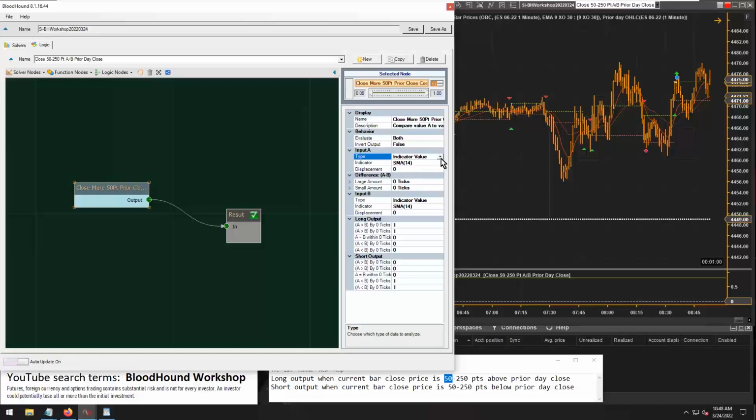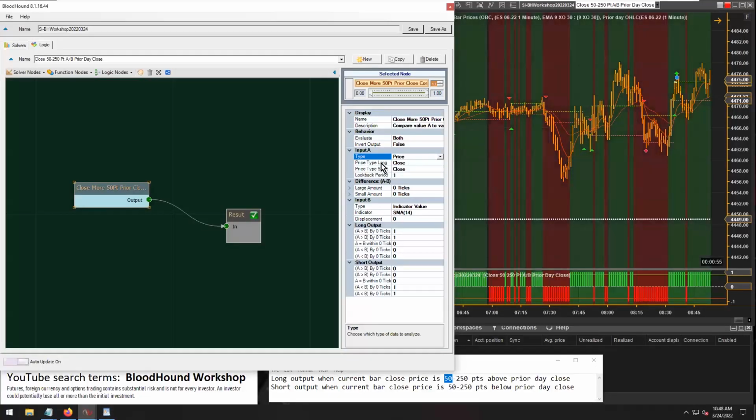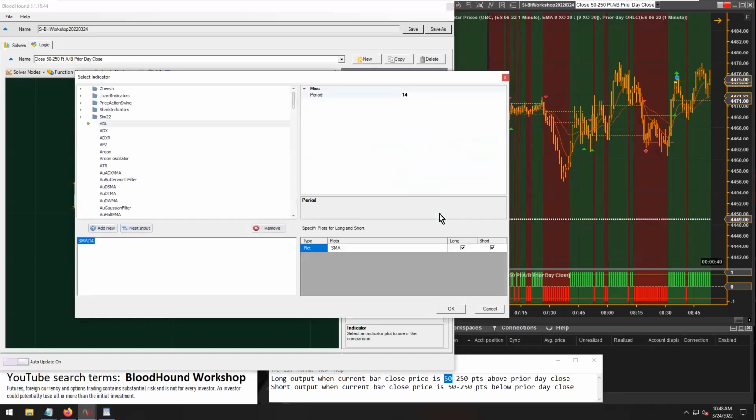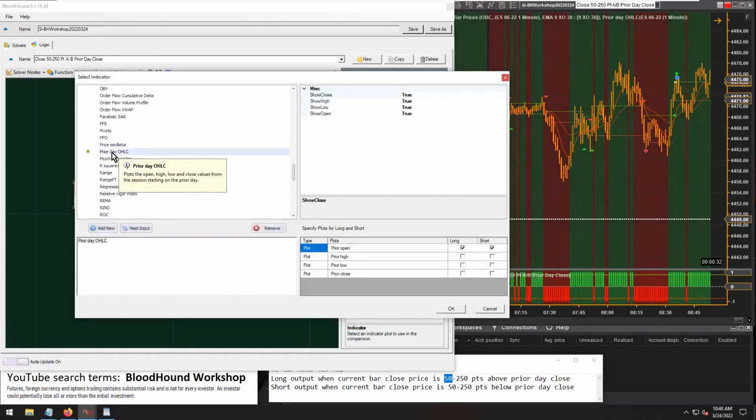So input A is going to be a price input. Of course, we want the close. And then input B is going to be the prior day close indicator. So input B will be the prior day indicator. All right, there you go. There's the prior day indicator. And we want to compare it to the prior close plot, like so.